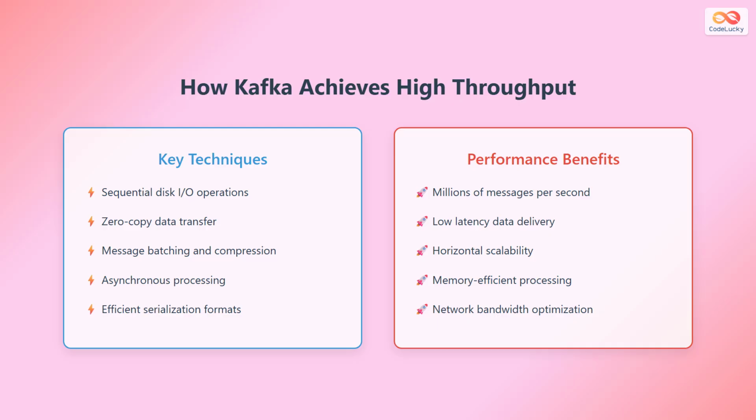Kafka achieves high throughput through several key techniques. It uses sequential disk input-output operations. It also utilizes zero-copy data transfer to efficiently move data between storage and network. Kafka employs message batching and compression to reduce overhead, asynchronous processing to avoid blocking operations, and efficient serialization formats to minimize data size.